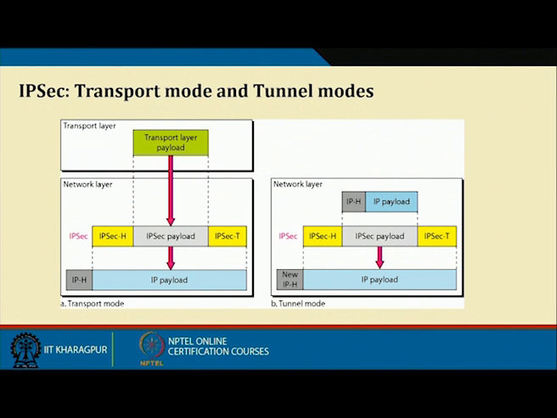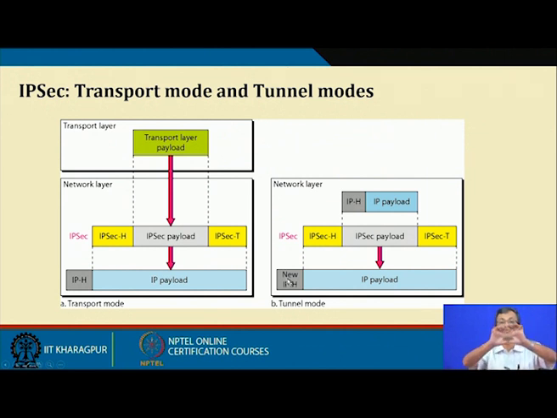In transport mode, which is related to the IP layer, not the transport layer per se, the transport layer data becomes a payload, the actual IP header comes in front, and the IPsec header and trailer are added. So, primarily it protects the payload, the transport layer payload, right. So, it is transported across the network, but the IP header is not protected. In case of IPsec tunnel mode, the original IP header is wrapped under a new IP header. So, that is also protected.